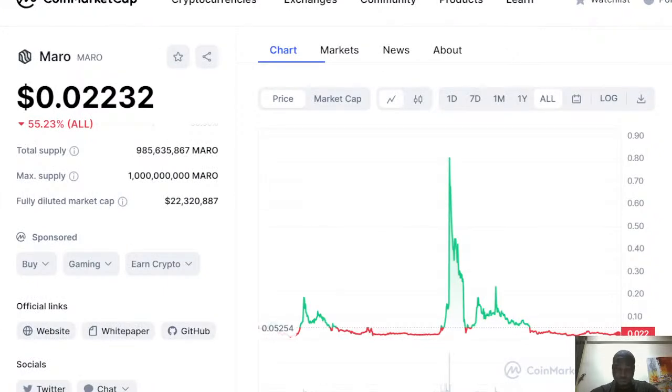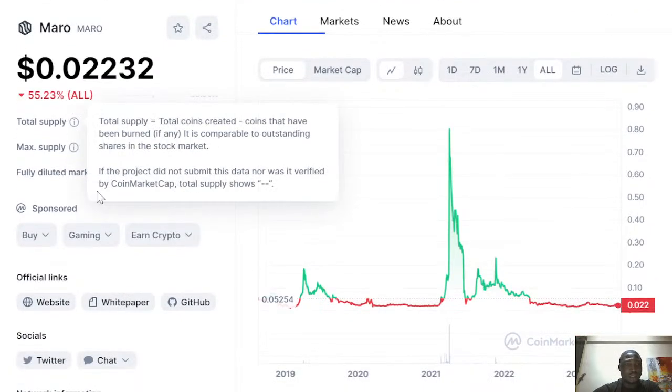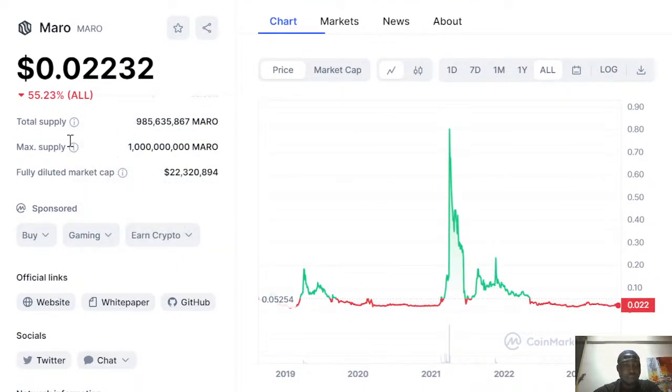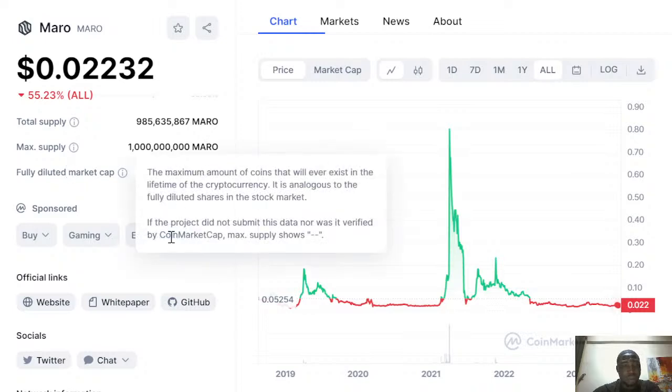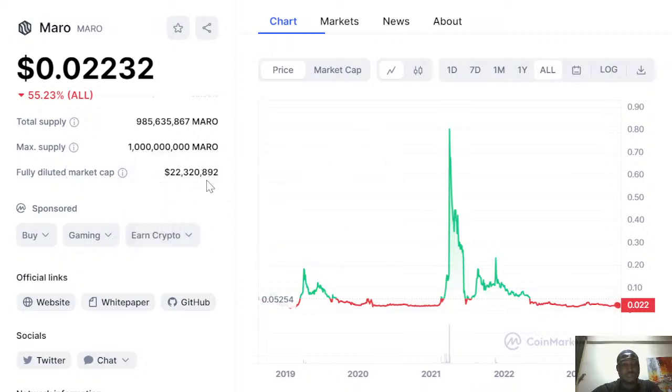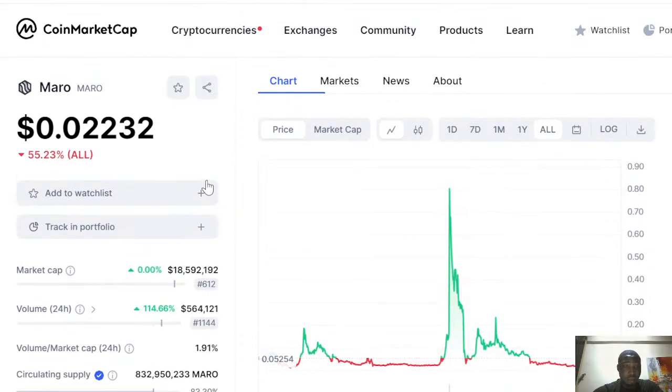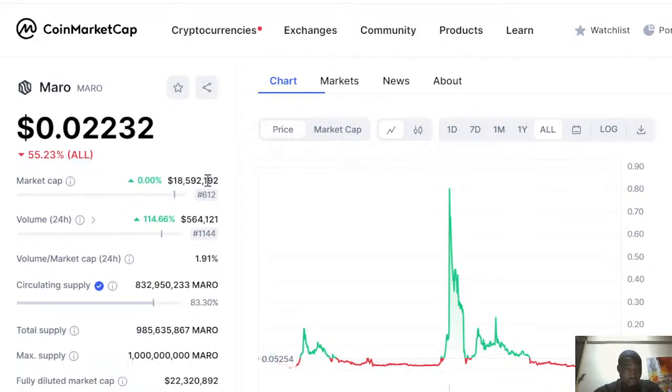Let's check the tokenomics behind it. Now you can see the total supply of this token currently. You can see the maximum supply. You can see the diluted supply. So just a little percent has actually been diluted into the market.